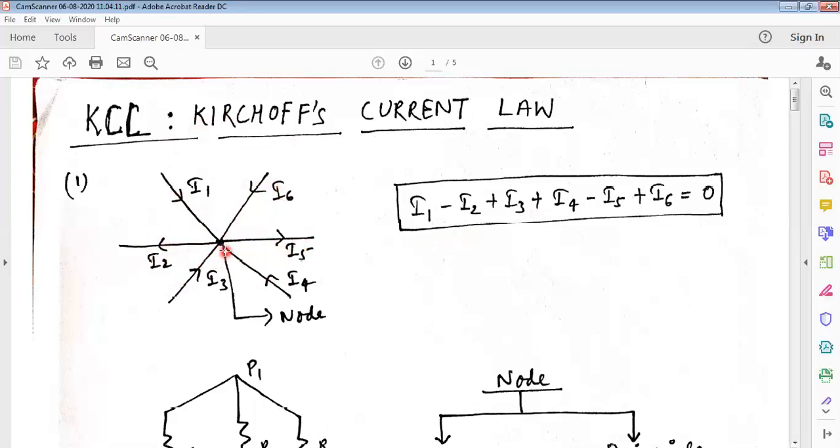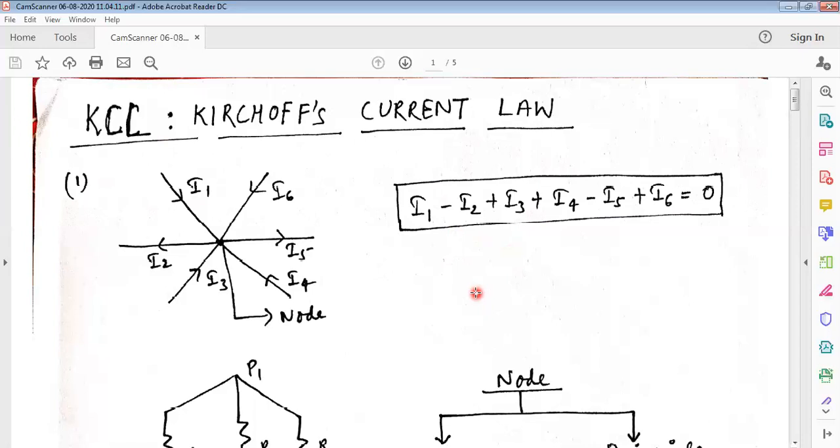Total current entering at a node is equal to the total current leaving that node. That same thing I have written here in mathematical form. So this is Kirchhoff's current law. Also, KCL works based on the principle of the law of conservation of charge. So here there is a conservation of charge because total current is conserved at that point. Whatever total current is entering is equal to the total current leaving, which is the law of conservation of charge because current is related to charge.